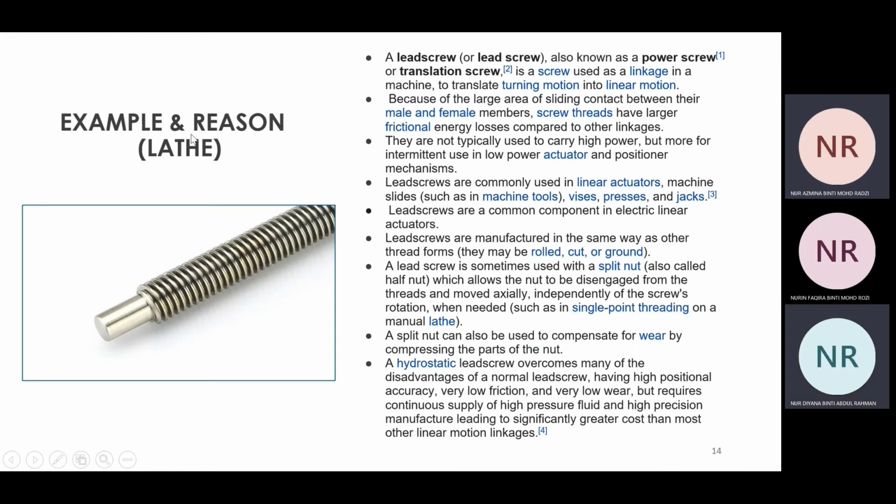For example, the lead screw, also known as a power screw or translation screw, is a screw used as a linkage in a machine to translate turning motion into linear motion. Because of the large area of sliding contact between their male and female members, screw threads have larger friction energy losses compared to other linkages.